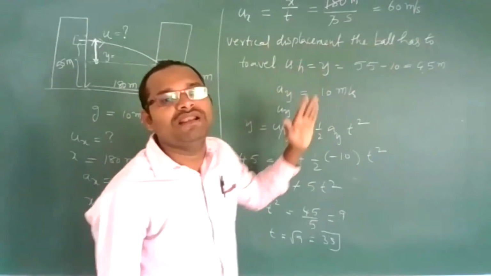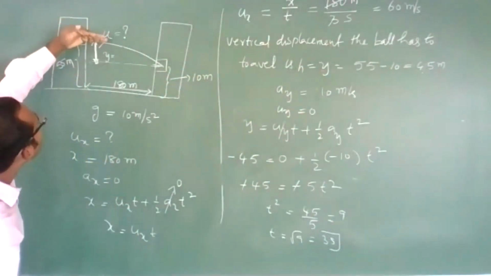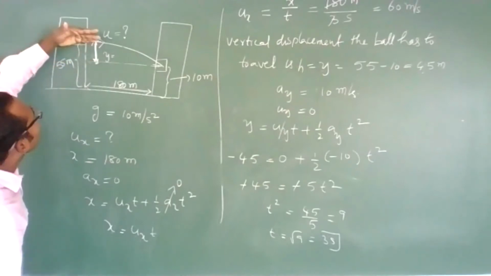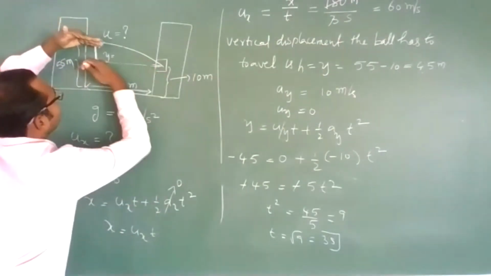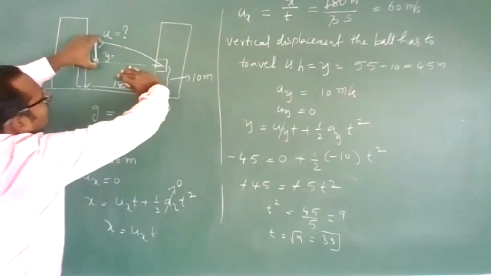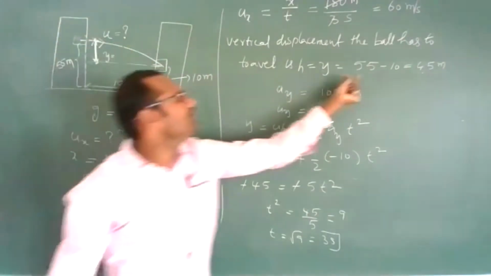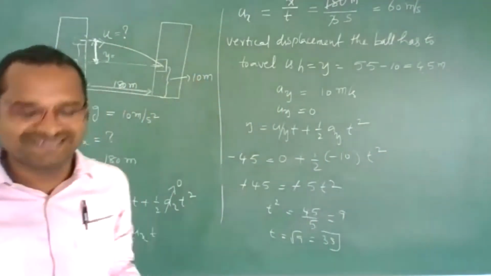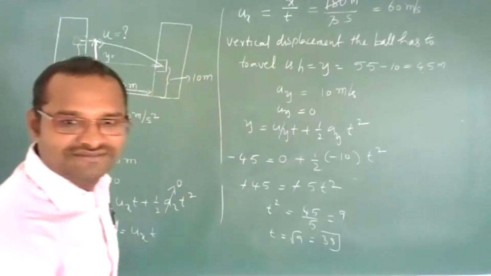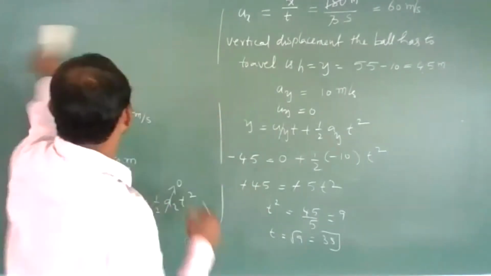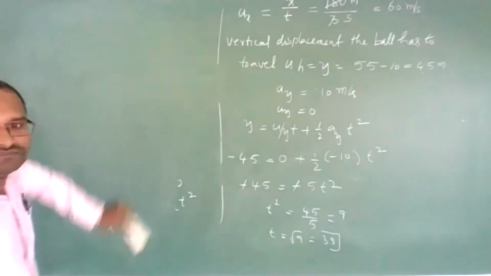The ball has to travel. How much vertically does the ball have to travel? This much it has to travel. How much is it? This window height minus this window height. This is the height. That is 55 minus 10 is equal to this. 55 minus 10 is equal to 45. Good, very good.